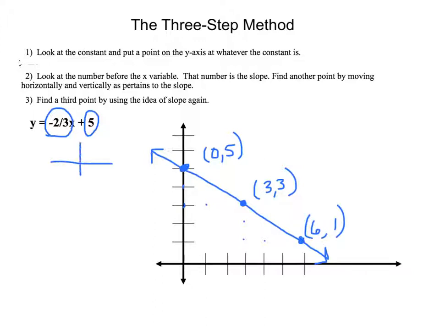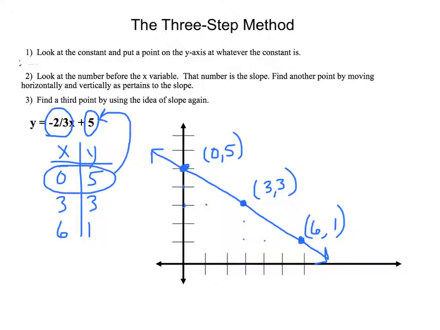So if I wanted to check, I could certainly put those 3 points into a t-chart with 0, 5, 3, 3, and 6, 1, and put each one of these pairs of points back into the original equation and make sure that it is a true equation. And I will let you go through and do the math, but you will see that all three of these points do work.